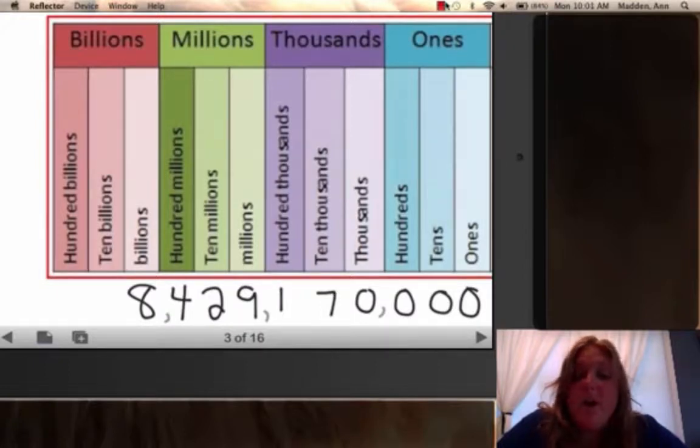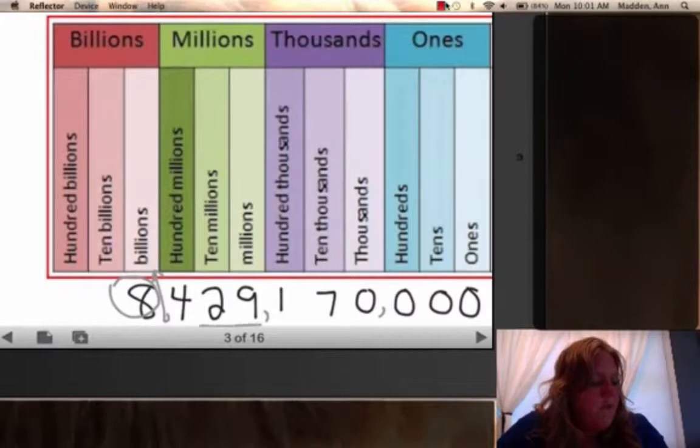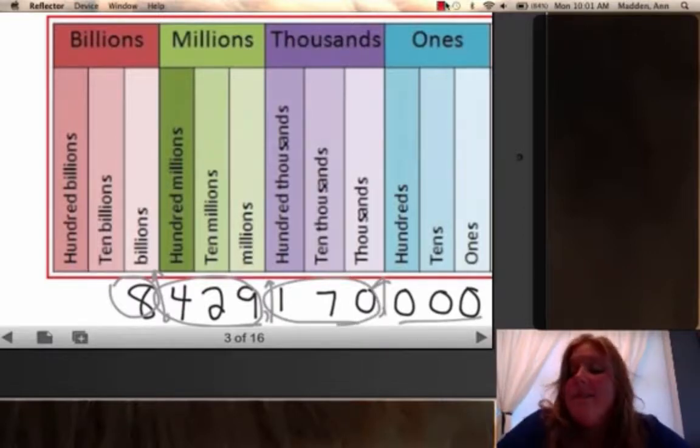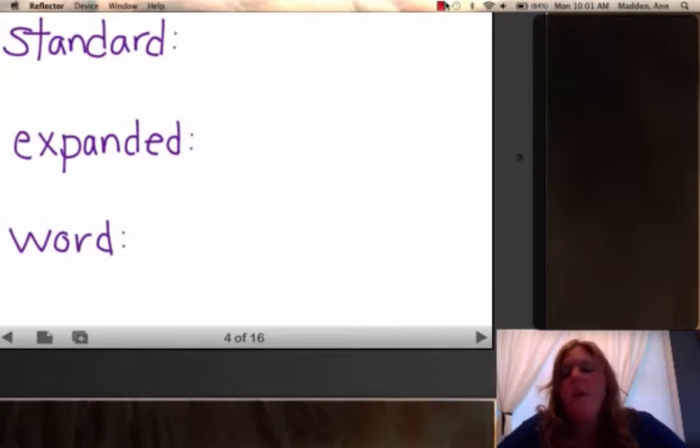In order to read that number, I would have read 8,429,170,000, and then there are no ones, so that's where I end. 8,429,170,000, and that's the end of my number. We'll practice this a little bit more in class if you are still confused over it.